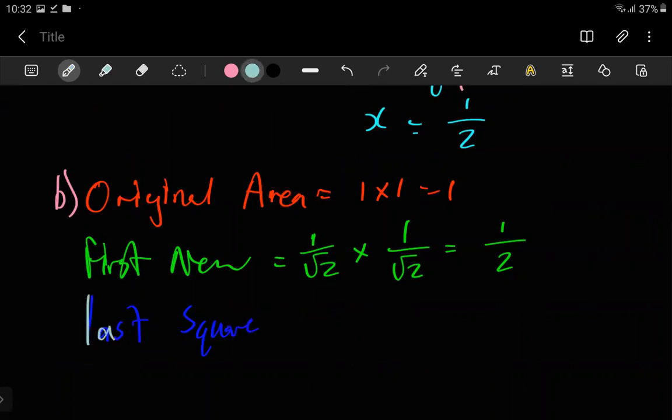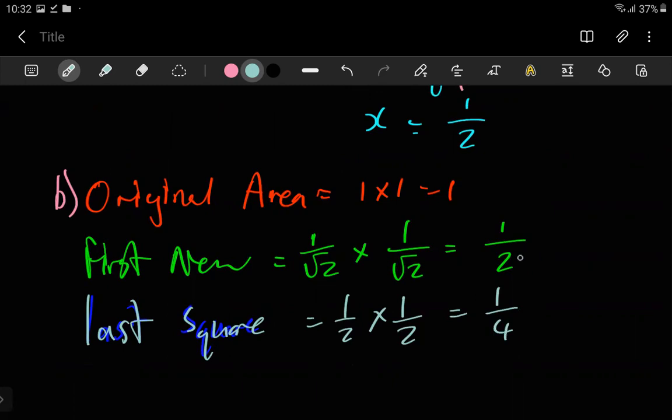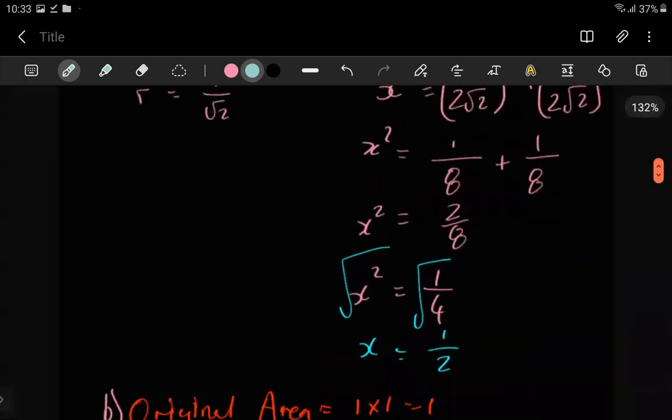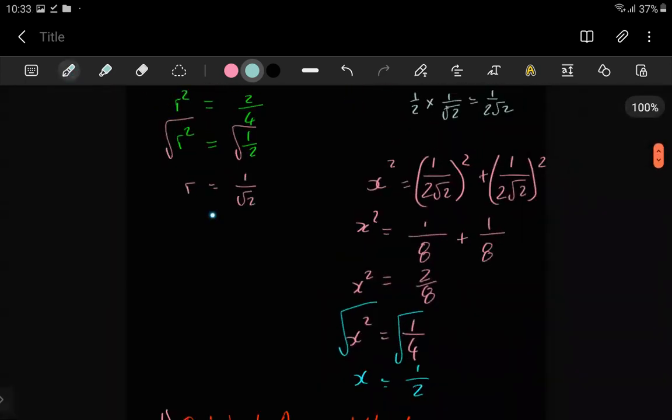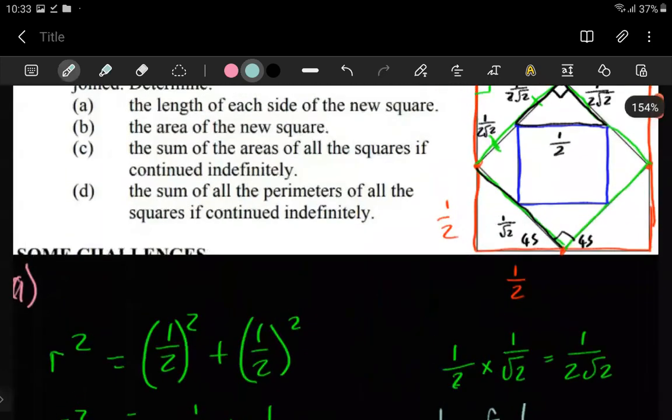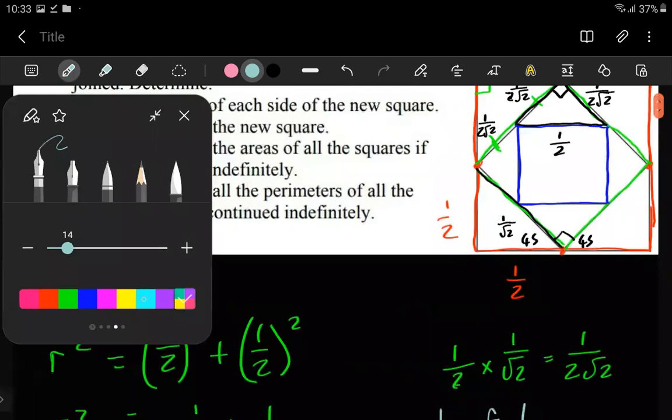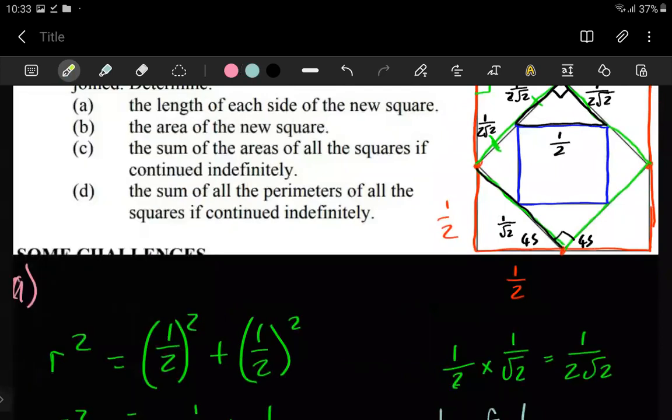1 over 4. Yep, it's going to be a half times a half. Just go to 1 over 4. So you can see here, if we look nicely at these lengths that we were getting, we can almost assume, not assume, but logically speaking, they're going to form some kind of a sequence.